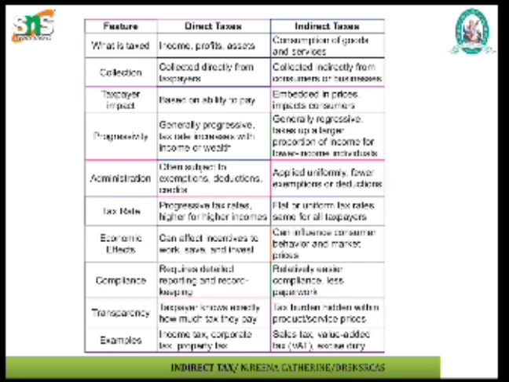Then the fifth one, administration. In direct tax, it is often subject to exemptions, deductions and credits. In indirect tax, it is applied uniformly, with fewer exceptions or deductions. Next one is tax rate. In direct tax, progressive tax rates are higher for higher incomes. In indirect tax, flat or uniform tax rates, the same for all taxpayers.